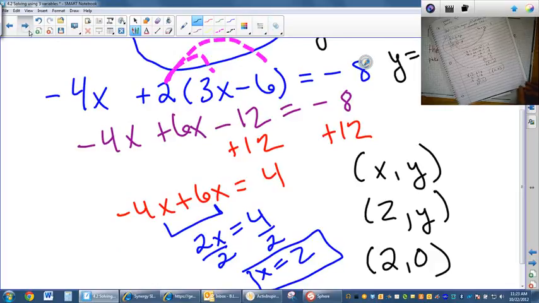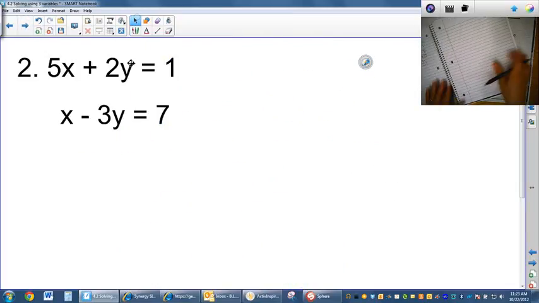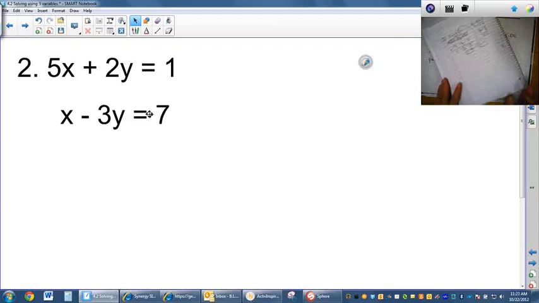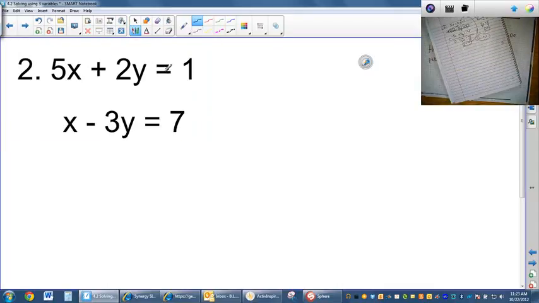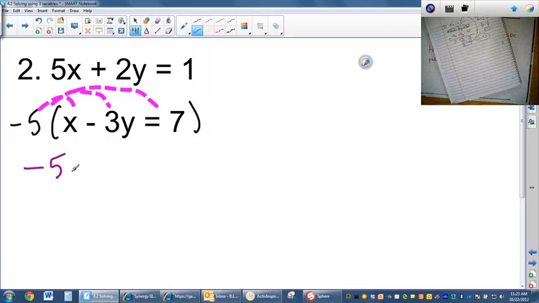Alright, so let's take a look at problem number 2. In this problem, you could have used substitution. I asked you to use elimination. If I was going to eliminate this, what I would do is I would multiply the bottom by -5. When I multiply the bottom by -5, let's use the dotted line here. I get negative 5x plus 16y equals negative 35.